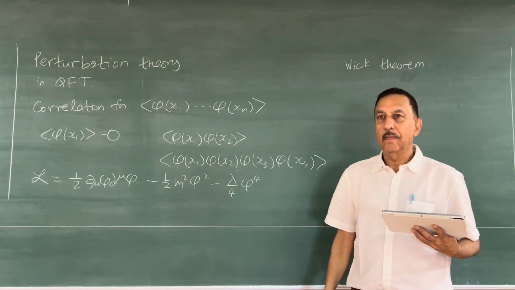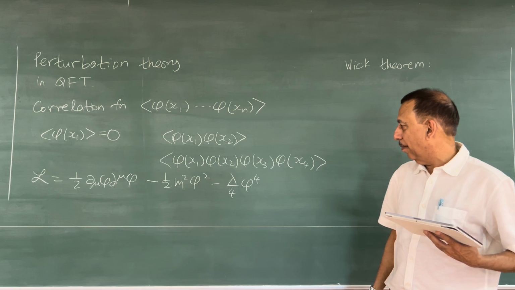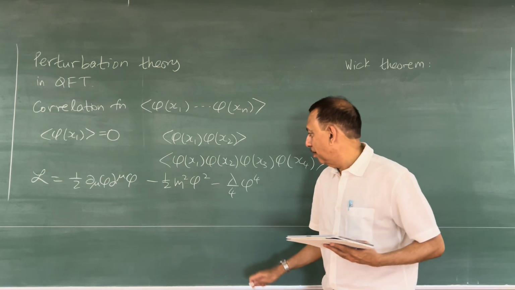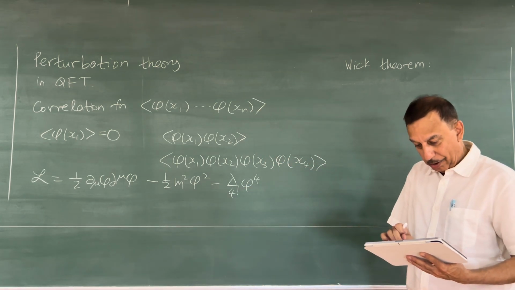Are we working with lambda by 4 or lambda by 4 factorial? I now like lambda by 4 for some reason. It's not absolutely crucial. No, in my notes I have 4 factorial. Thank you. I'll stick with 4 factorial. I'm never sure which one is better.